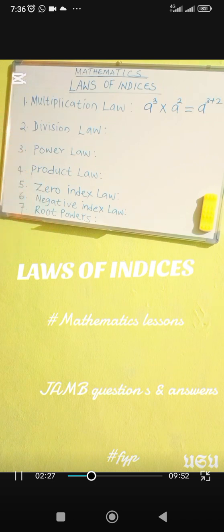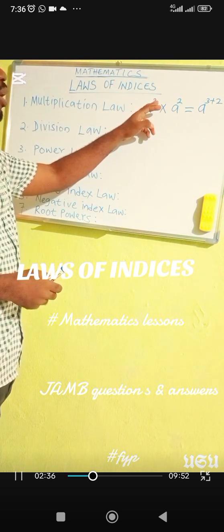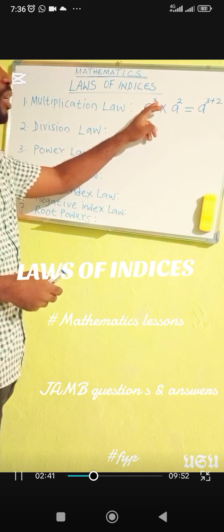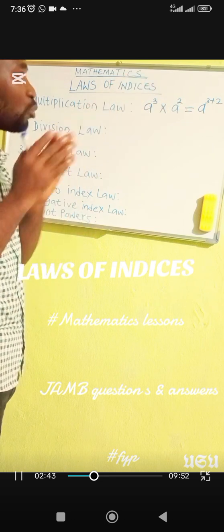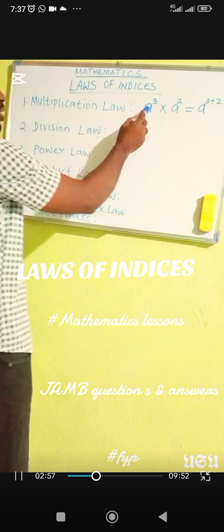What it means is that when you have two numbers that are multiplying each other, that have powers and the base are the same, all you need to do is to take one of the base and raise it to the power of the two powers that you have, that is power 3 and power 2. Add them together. When there's multiplication, you add the powers together. That is what the law simply means. When there's multiplication of numbers that are equal, you add the powers together. Like in this case, a and a, they are equal.